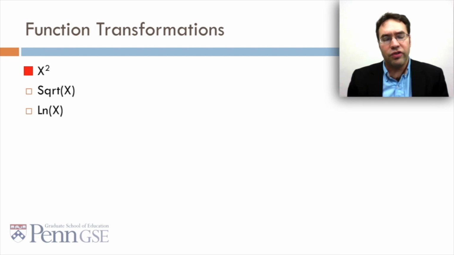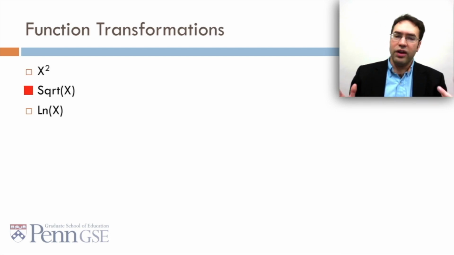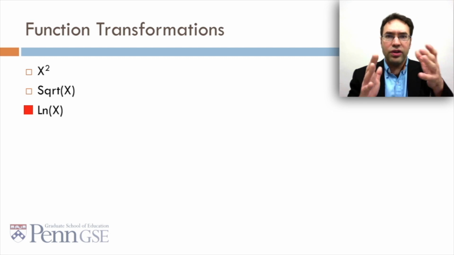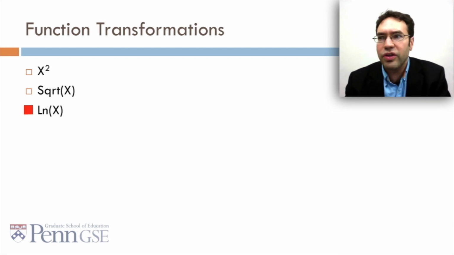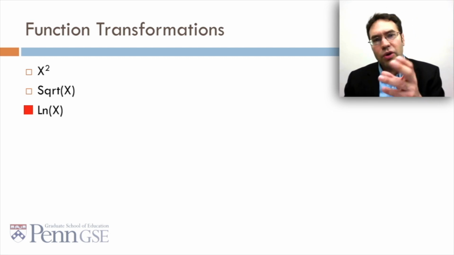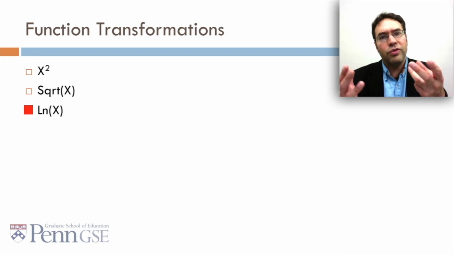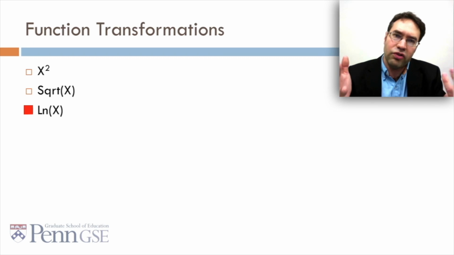Then there's function transformations, x squared, square root of x, the natural log of x. You'll see people doing these things, especially when they think the data is non-normal, which, as we've talked about before, doesn't matter quite as much with data mining most of the time, but can still be useful to think about, especially if you're doing something like, say, linear regression.